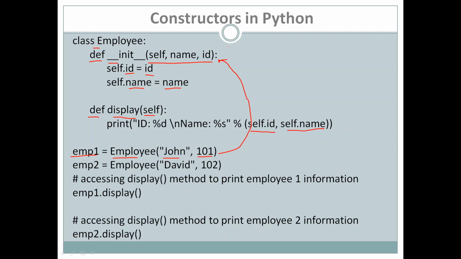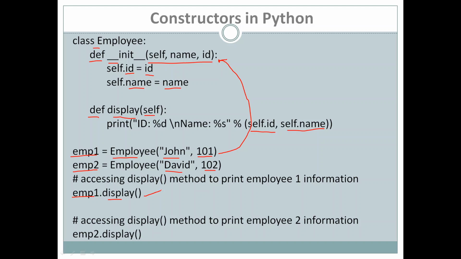Okay, the first object is created, that is emp1, and it has 2 data members, that is id and name. In a similar way we are creating the emp2 object by passing values David and 102. Again it will call init, and it will store id 102 and name David, and those belong to emp2. Okay, then we have called emp1.display.